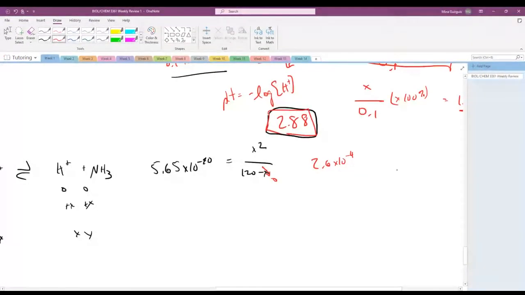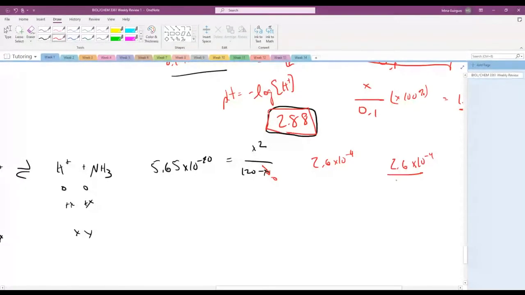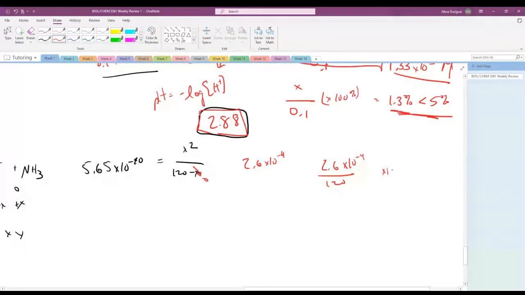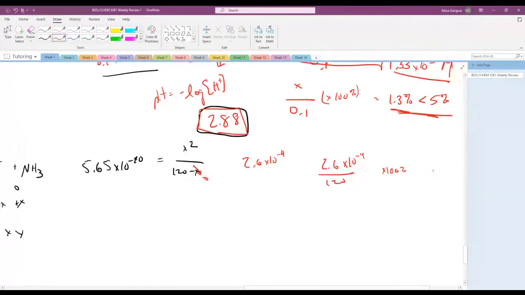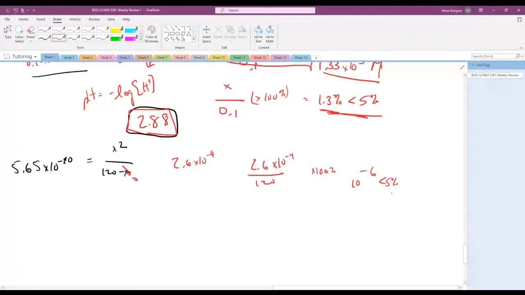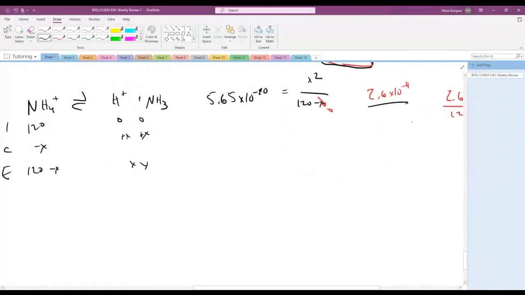And then I have to make sure that my small x approximation was valid, so I'm going to take that and divide by 120 and multiply by 100%. As a result, I get some number times 10 to the negative 6th, definitely less than 5% is kind of the point. We don't need to know much more than that. In other words, this number is valid and I no longer need to be in red because I'm not iffy anymore. I'm certain this is correct. Okay, so now I have my concentration of H+.